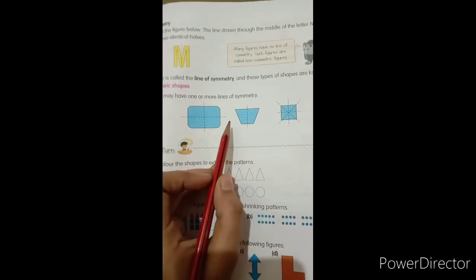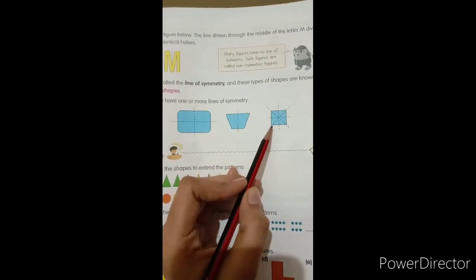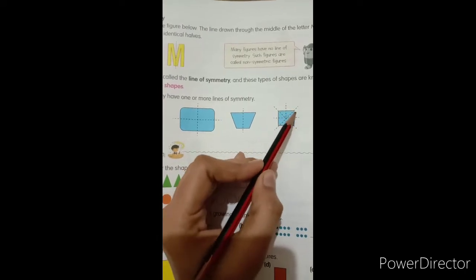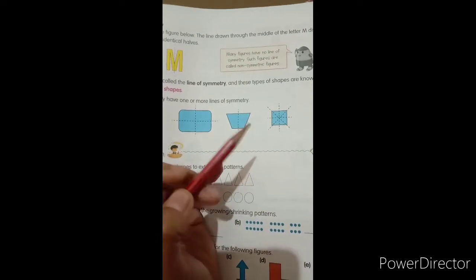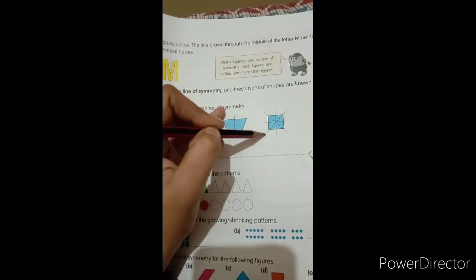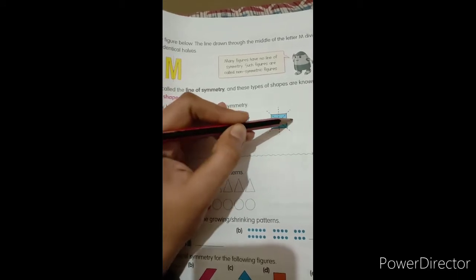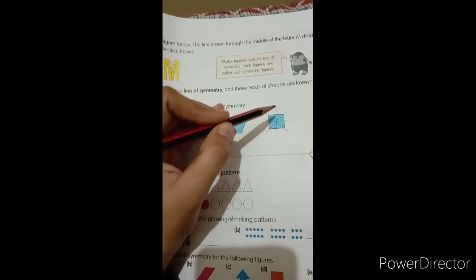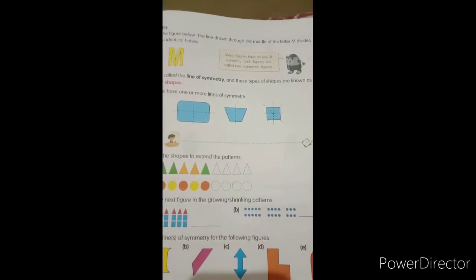In the next one, there are 1, 2, 3 and 4 lines of symmetry, because this is a square. When we draw the vertical line of symmetry, these two parts are divided equally. Then this line is also divided into two identical parts, and this line too, and this line too. So a square has 4 lines of symmetry. Okay, I hope you understood this.